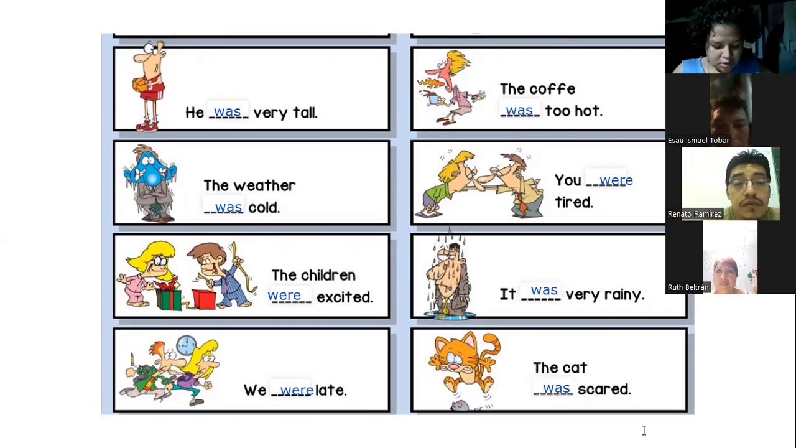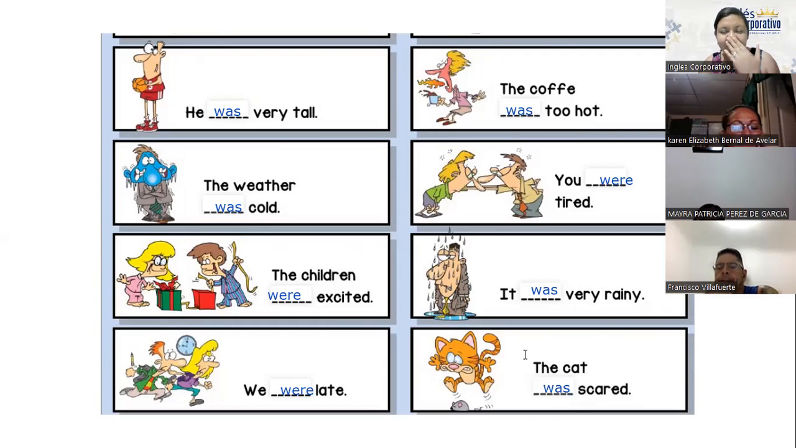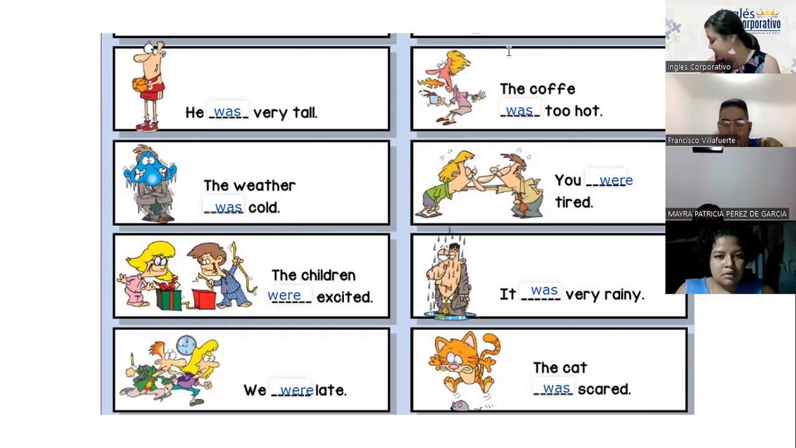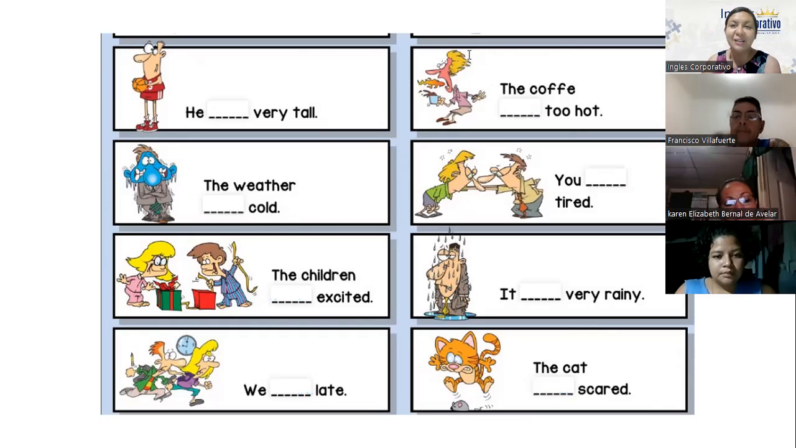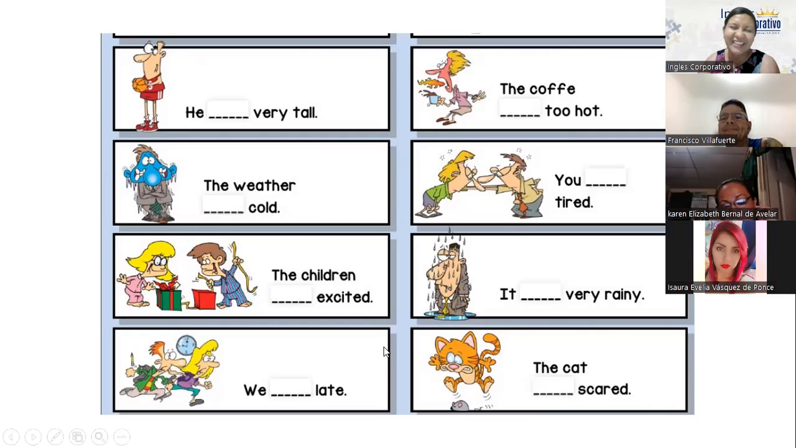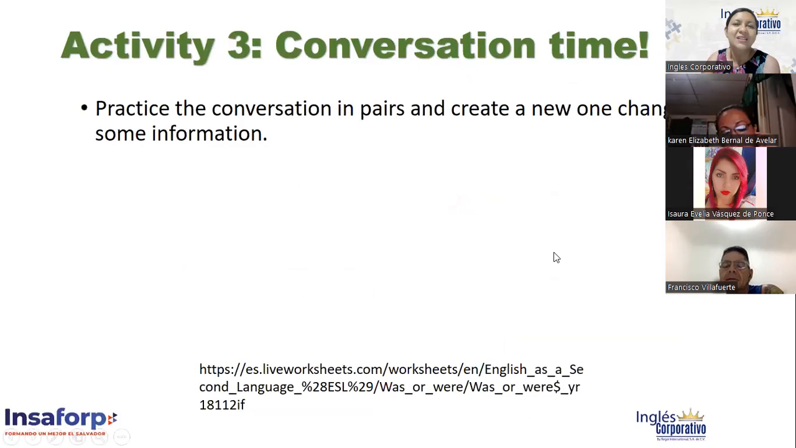The cat was scared. Yes, great. Okay, do you have any questions about the use of was and when? No question for me. Everything is clear like the water. Yes, it's clear. It's okay.